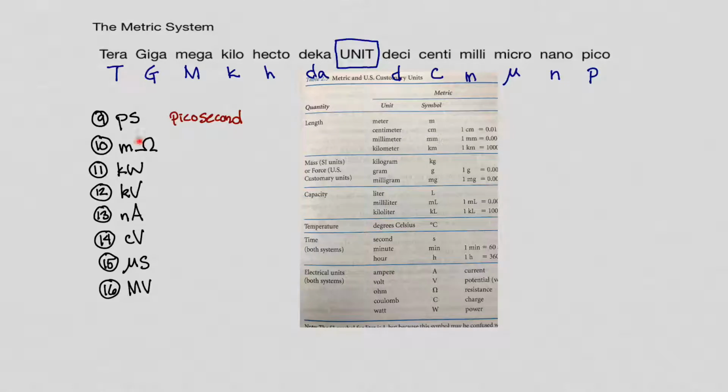And then number 10 here, we've got an M. Well, M, we're going to get used to this. M, all the way over here to the right, that's a milli. And this symbol here, that's the Greek letter omega. That's down here. Omega, that's an ohm. So this is a milliohm.